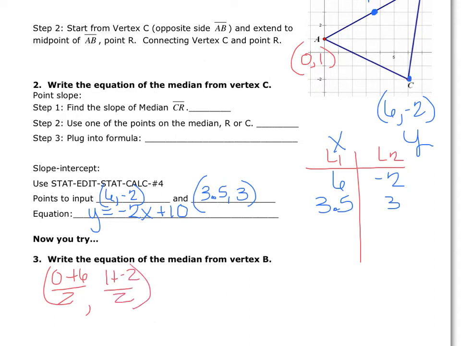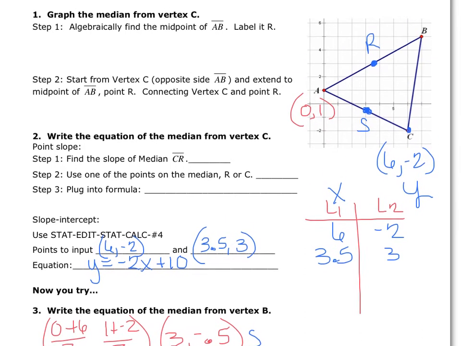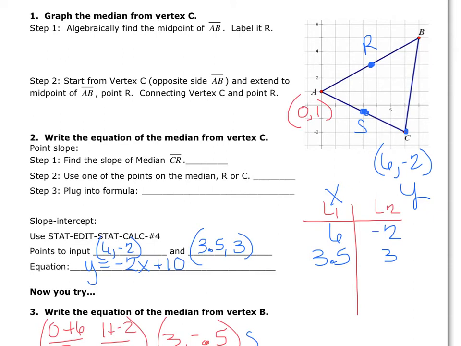So 6 divided by 2 is 3. This is negative 1 divided by 2, which is still just negative half. So there's our midpoint. If we go over 3 and down a half, there's our midpoint, and label it whatever you'd like. So now we know how to draw the median in. We can go from vertex B, and we can extend it to the midpoint of the opposite side that we found.